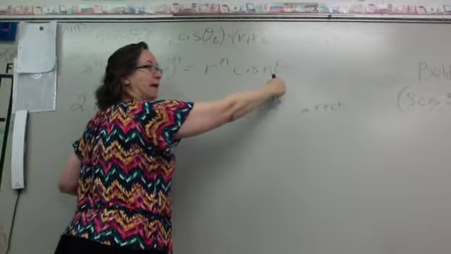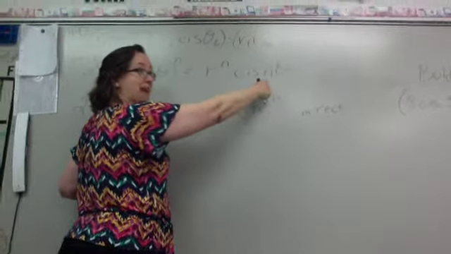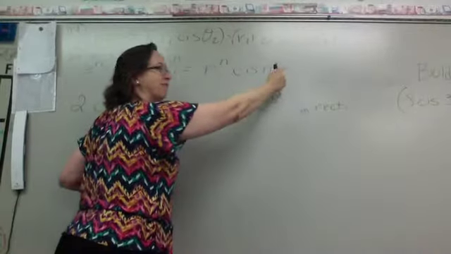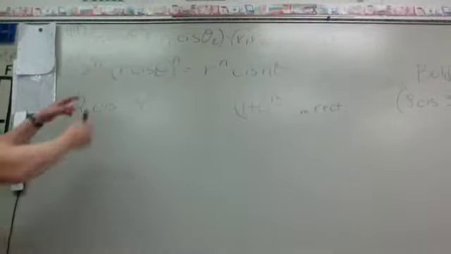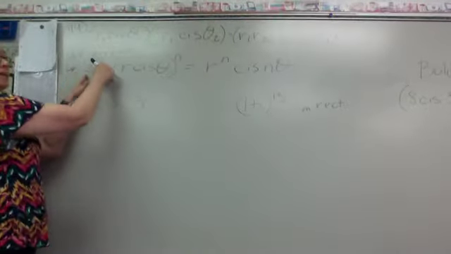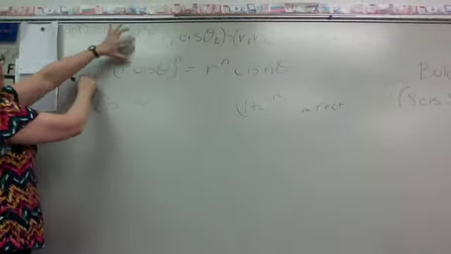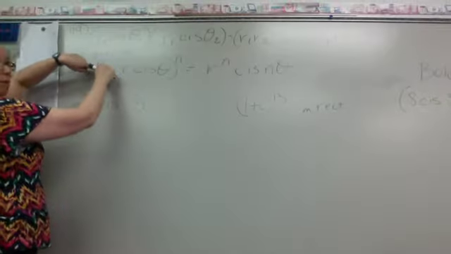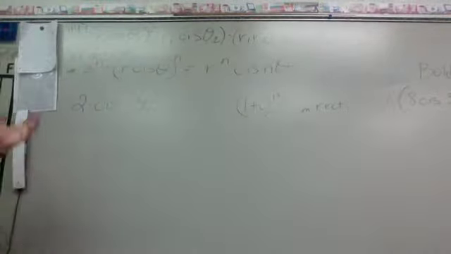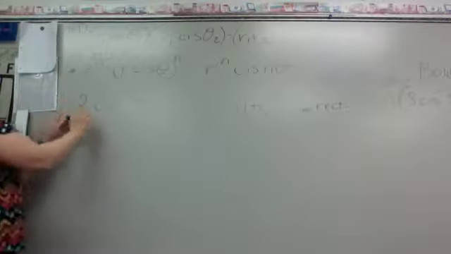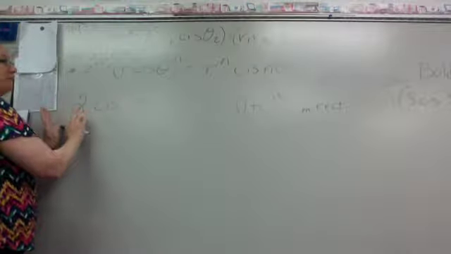In other words, they're going to be added together, so it's going to be n times theta, because you're going to have theta in there added to itself n times. Okay? So this is our formula for raising this z, in polar form, to a power, okay? And then we get this, all right? So that's de Moivre's.